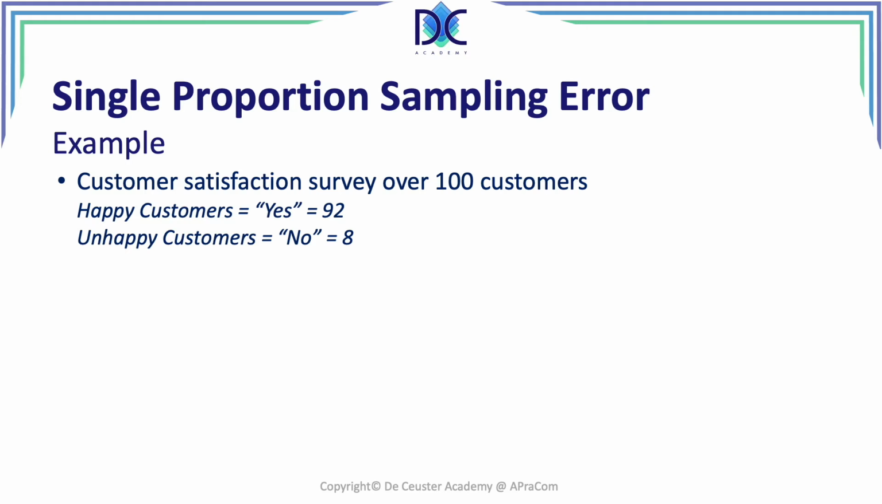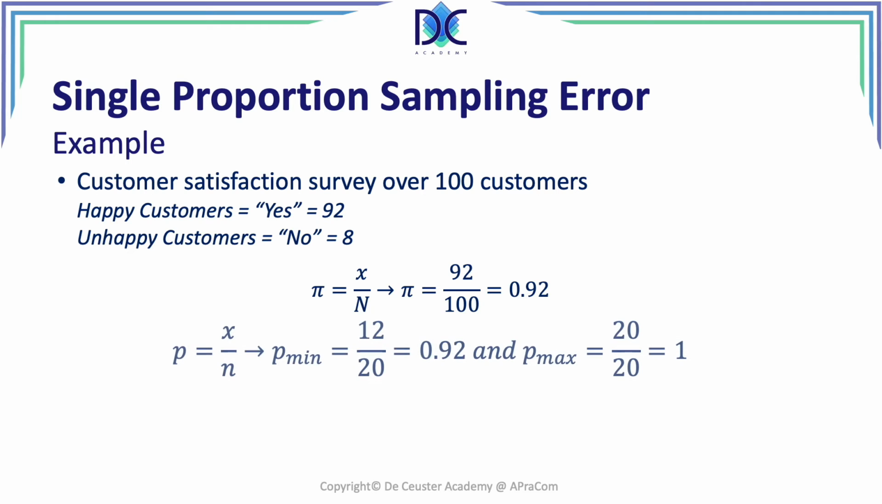We have a customer satisfaction survey over 100 customers. We have happy customers: yes, it's 92. Unhappy customers is 8. We find that the proportion of happy customers is 92 over 100, or 0.92, or 92%. Now we do a sample and we look at the possibilities, what is going to happen.